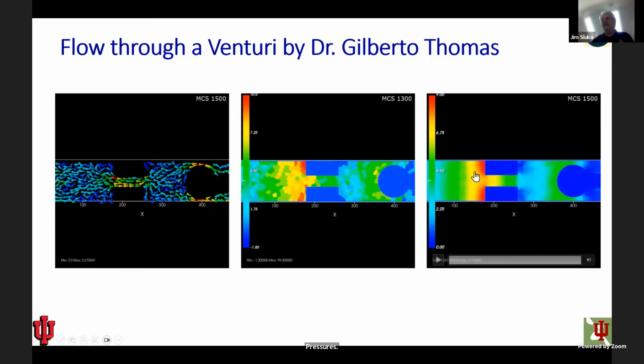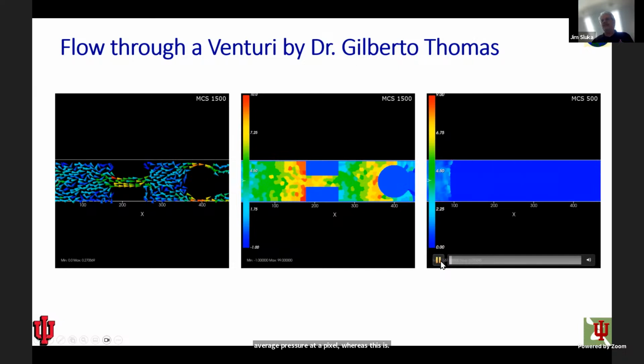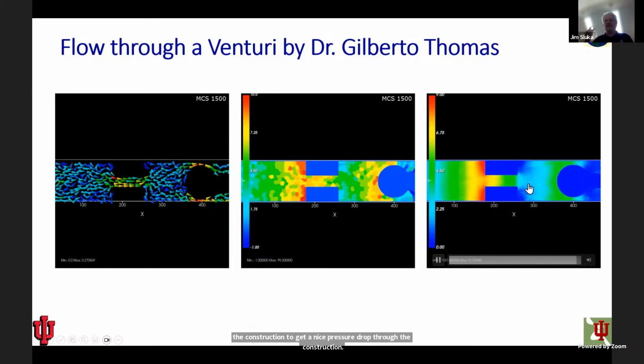A more fluid dynamic approach is to actually calculate the average pressure at a pixel, whereas this is pressure in cells. This is the pressure of the location. So this is an animation of the pressure changes. You see the pressure goes up for the constriction. You get a nice pressure drop through the constriction, and a very low pressure on the other side of the constriction.